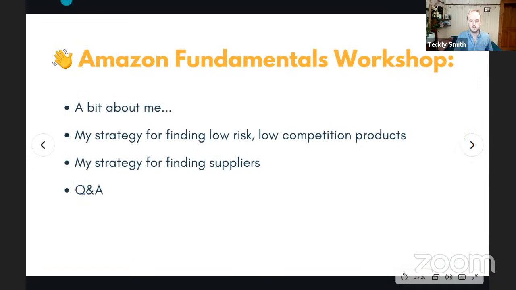So first, this is what we're going to talk about today. First, just a little bit about me and my background in the Amazon world and the e-commerce world. And then we'll go through the strategy that I use for finding low risk and low competition products. And there's also a bit at the end about the strategy for finding suppliers.